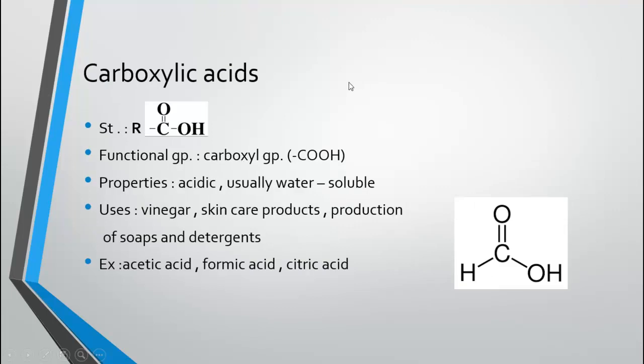Another type of substituted hydrocarbon is called carboxylic acids. A carboxylic acid has the structure RCOOH, and the COOH is called the carboxyl group. From its properties, it's acidic and usually water soluble, and we use it in vinegar, skincare products, and the production of soaps and detergents. For example, acetic acid, formic acid, and citric acid, and this is the structure, or the formula, for formic acid.